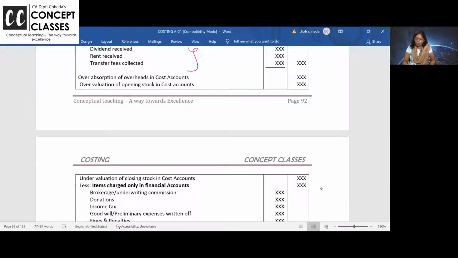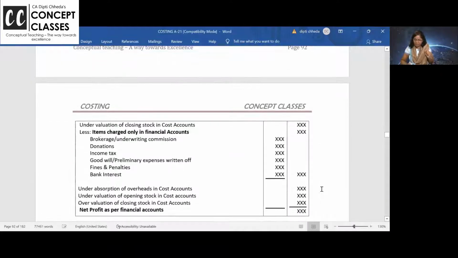Now, over absorption of overhead in costing books. In costing books, overhead is 10, whereas in financial books, it is 8. You have charged 2 rupees extra overhead. You reduce your overhead, profit will increase. So add. Over absorption of overhead in costing books is added. Same way, under absorption comes in less. You have absorbed less, now you charge more. You absorbed just 6, whereas actual overhead was 8. So you do less, and reduce 2 rupees.